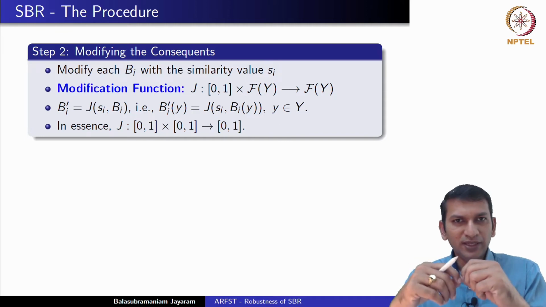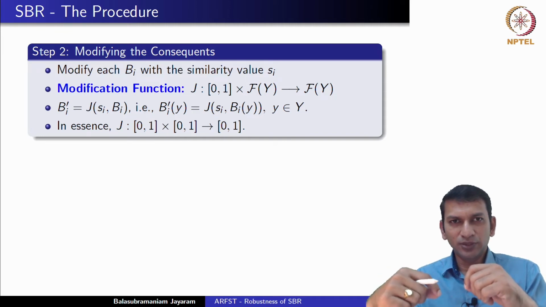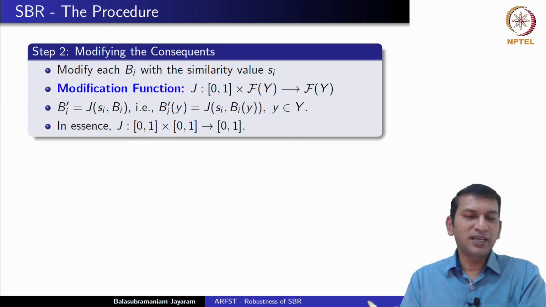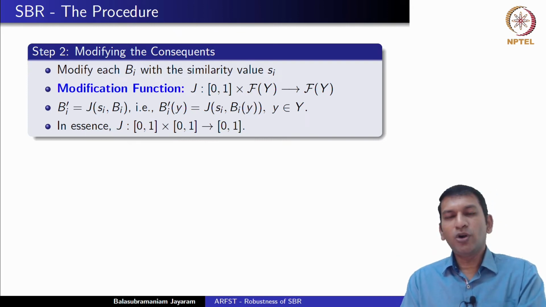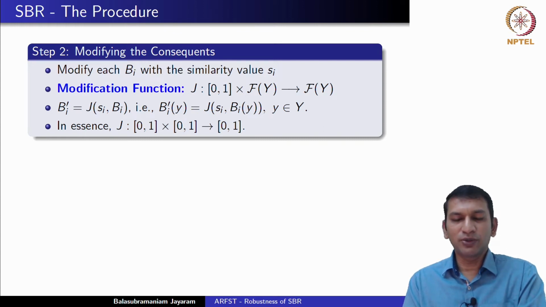Once an input is given, it is matched to each of the antecedents of the rules and the corresponding similarity values Si are obtained. In the second step, we modify the corresponding consequents of the rules using these similarity values. For that, we use a modification function J. Essentially, the modification function J is a function from [0, 1] cross F(Y), the set of all fuzzy sets on Y, to F(Y). We know that it can be thought of as just a binary function on [0, 1], because essentially we are going to act on the membership values of the fuzzy sets defined on Y.